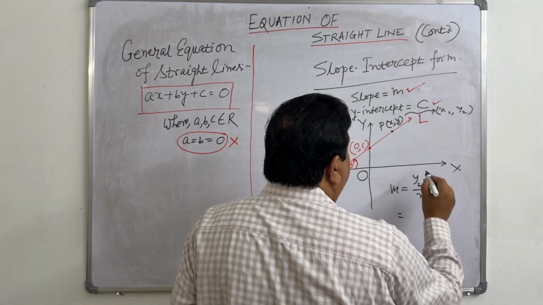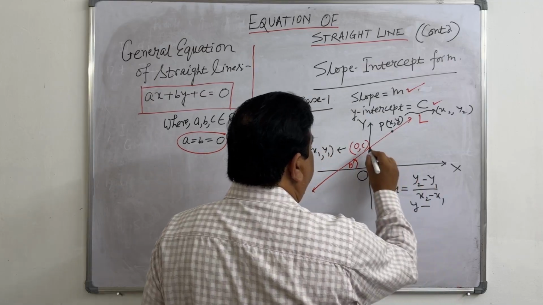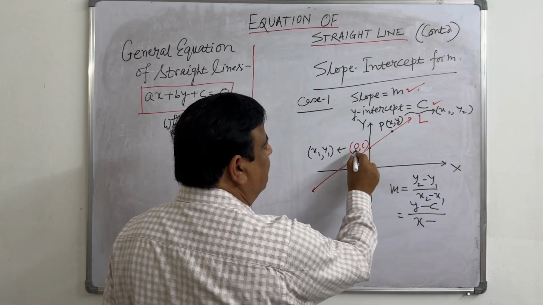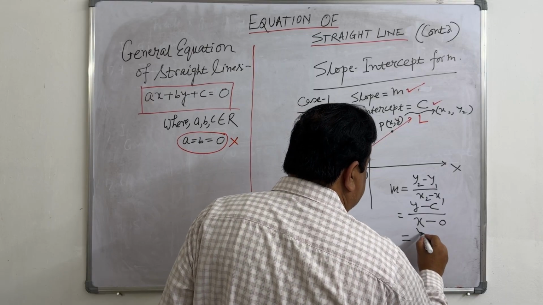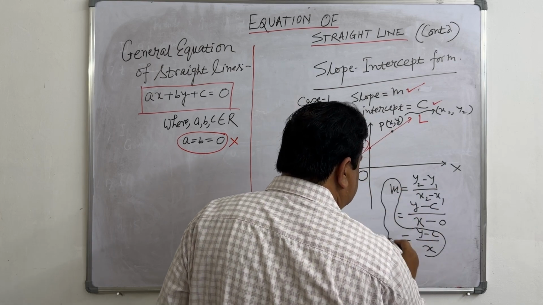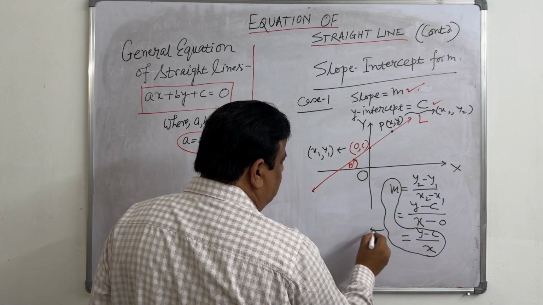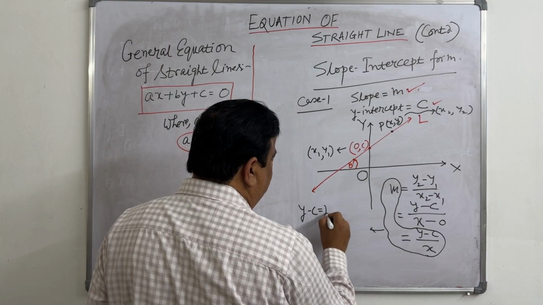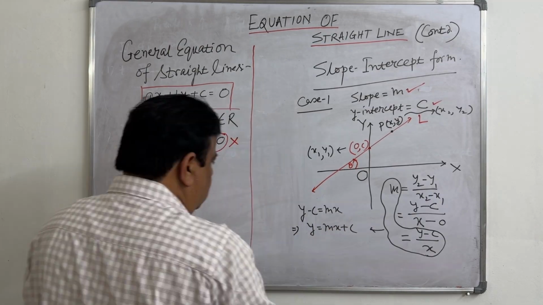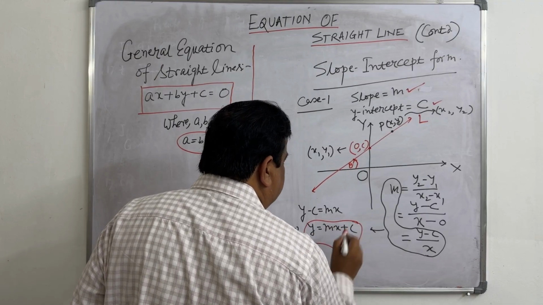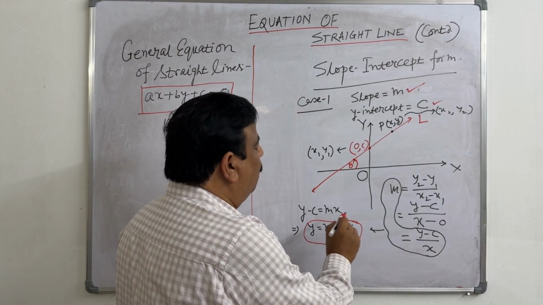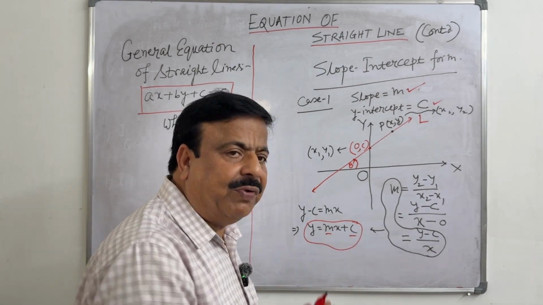What is y2 here? That is y. What is y1? That is c. What is x2? That is x. And what is x1? That is 0. So we are getting m = (y minus c) by x. If you simplify this, we can write y minus c equals mx, hence y = mx + c. So this is the equation of the line whose slope is m and y-intercept is c. Clear? Very important equation. You should remember this.